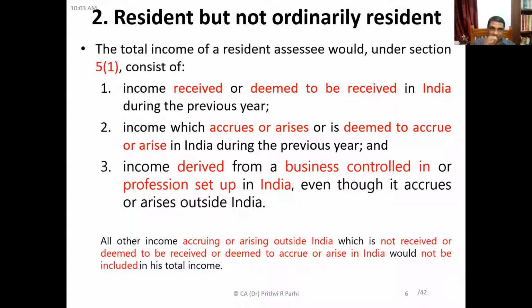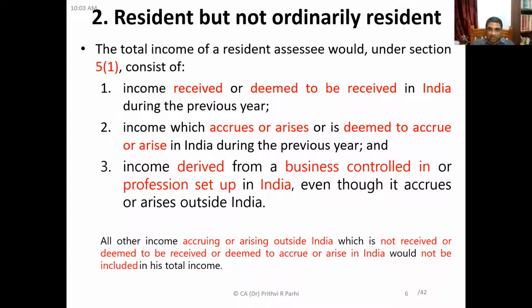Now, next is resident but not ordinarily resident. You know, in this case, some condition was attached. Can anyone tell me what is the condition? Yes, sir. The condition is attached with respect to foreign income, not with respect to Indian income. Indian income is always taxable for all, irrespective of the residential status.